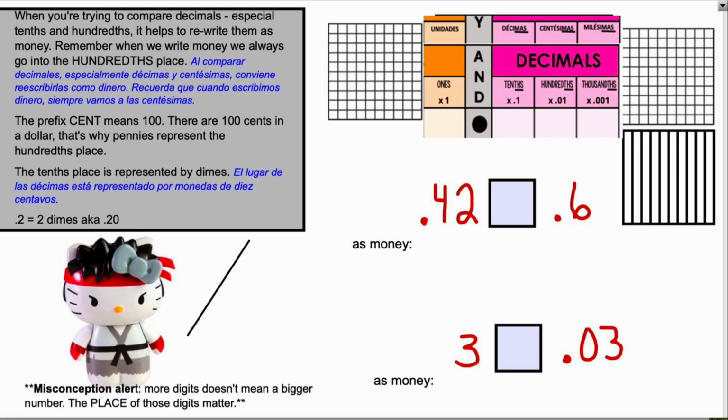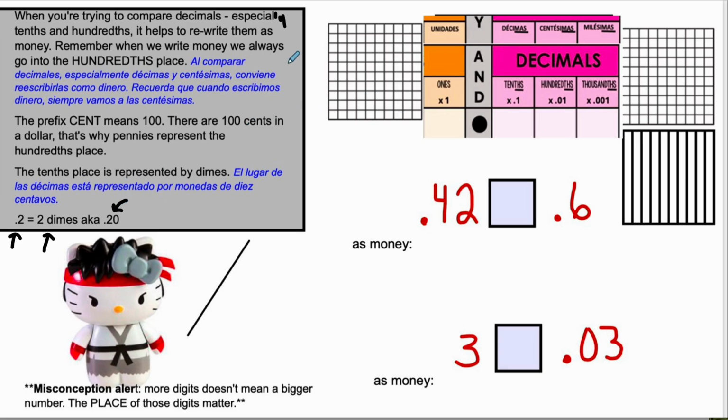Alrighty. So when you're trying to compare decimals, especially tenths and hundredths, it helps to rewrite them as money. Remember, when we write money, we always go into the hundredths place. In fact, the prefix cent means 100. There are 100 cents in a dollar, and that's why pennies represent the hundredths place. And there are 10 dimes in a dollar, and that's why dimes represent the tenths place. So over here, we see 2 tenths is equal to 2 dimes, also known as 20 cents or 20 pennies.